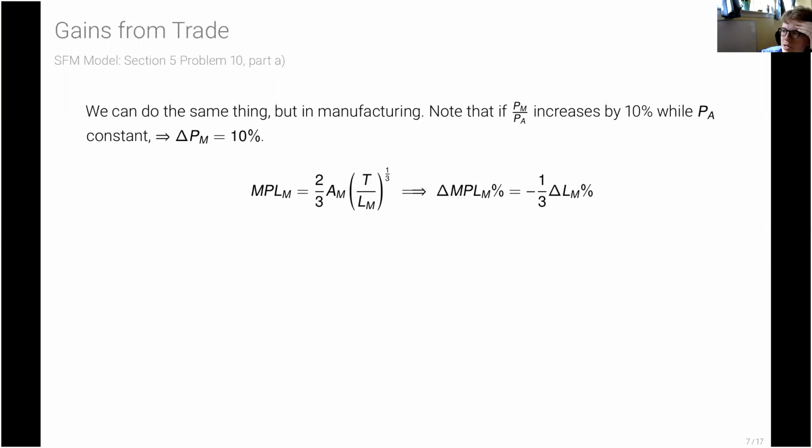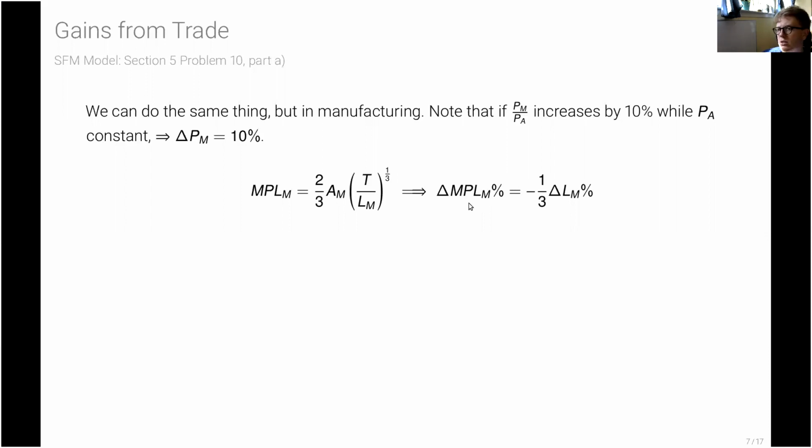So let's do the same thing, but now in manufacturing. And I've just rewritten here that we can recall that PM, the price of manufacturing goods, is just going to increase by 10%. So I'm going to go back to section 4, problem 1, where we derived the marginal productivities of labor and other factors in each sector. And recall that the marginal productivity of labor in manufacturing is just given by 2/3 times AM times T over LM raised to the 1/3.